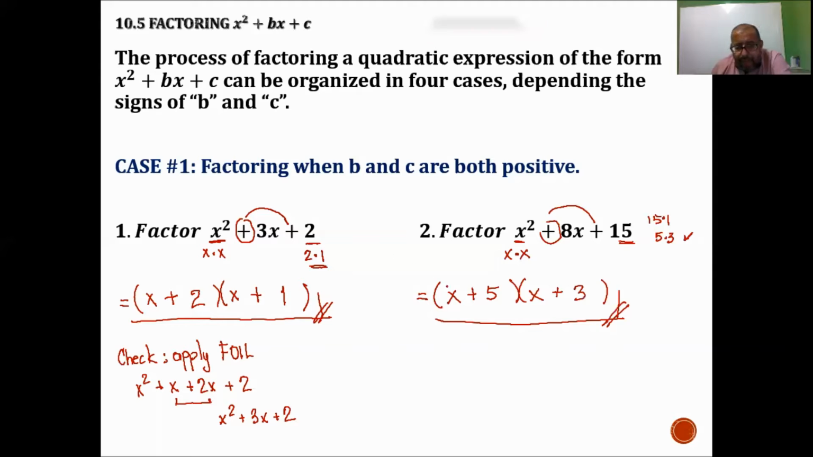Okay? So the checking is left for you, so that you can apply the FOIL method and verify that the original polynomial is the right answer. Okay? Now, let's move on to some other examples so that we can fix the idea of the process.